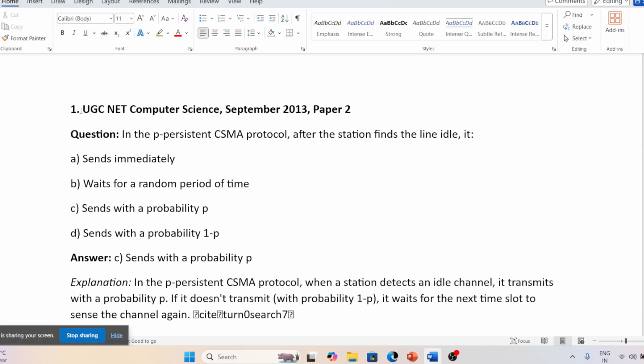So this question was asked in UGC NET 2013 September Paper 2. In p-persistent CSMA protocol, after sending, the station finds the line idle. Which protocol can we use here? So we can use the probability method here. So we can use 1-p here.